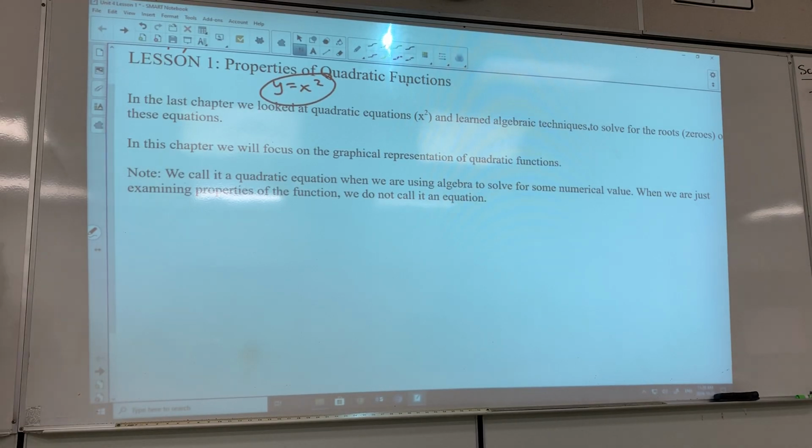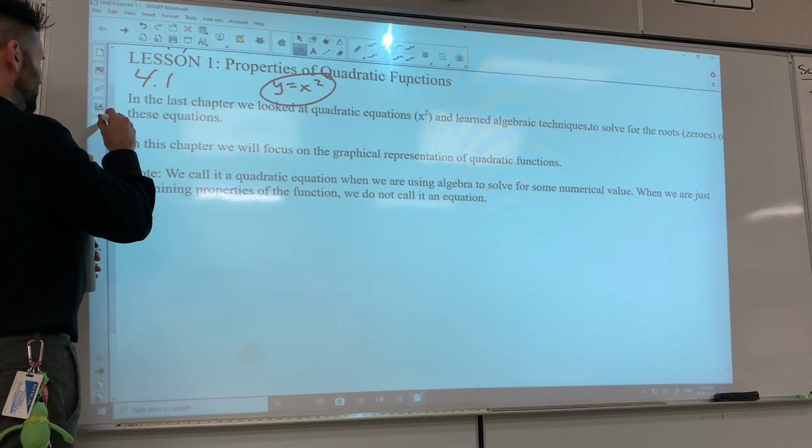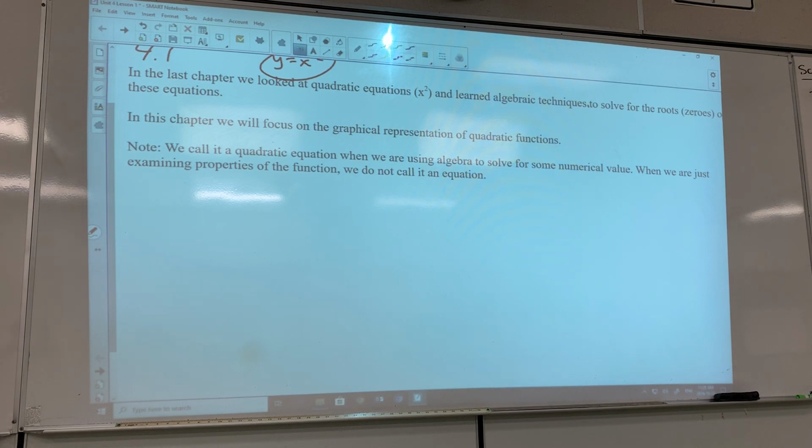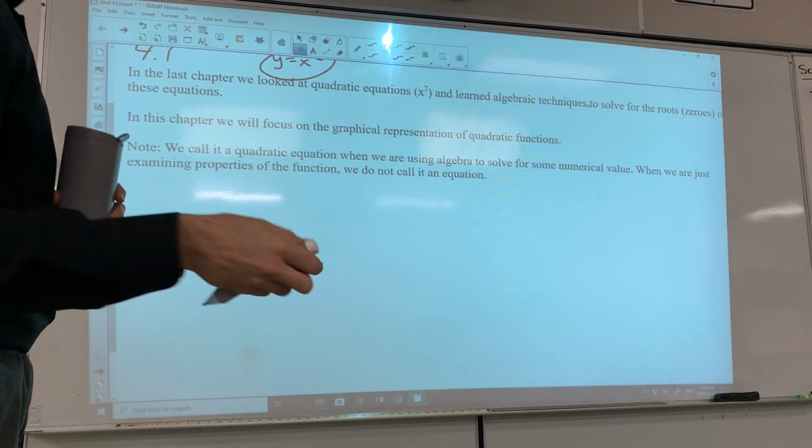Okay, so we're going to do 4.1. Some deja vu going on. So this section, this unit of notes, we're going to actually look at graphing quadratics.